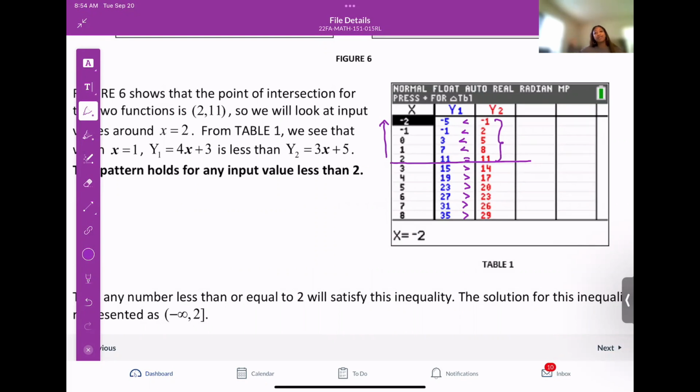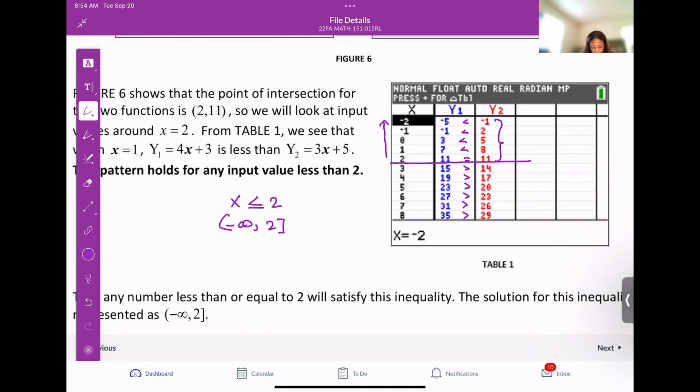From the table, we can see that our solution set is everything less than or equal to 2. So our answer would be x is less than or equal to 2. And then the interval notation is written down below, but I'll write it here. That's negative infinity to 2 with the 2 included. So we put a bracket around it.